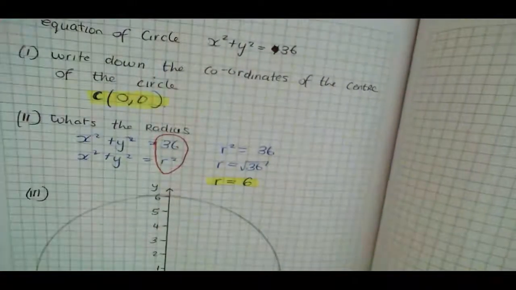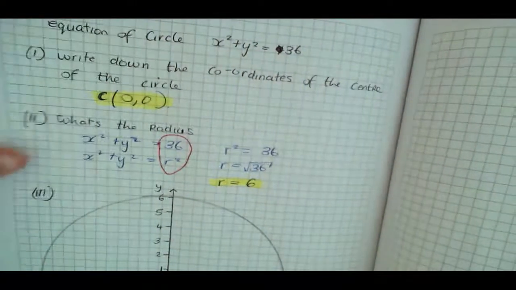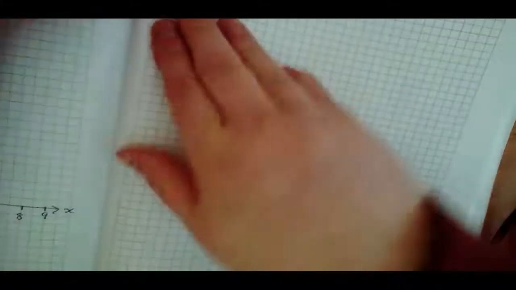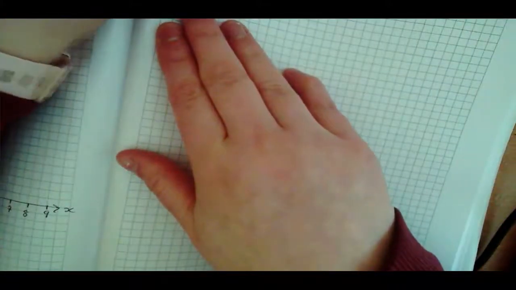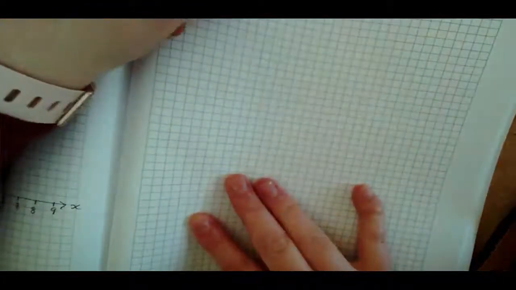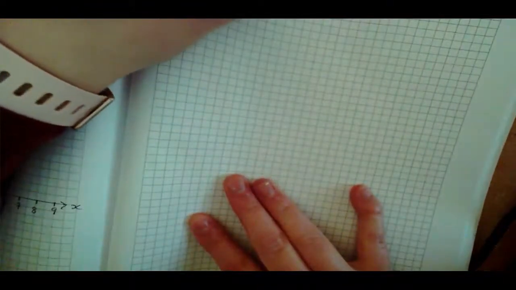So part 4 then asks us, using the formula C is equal to 2 pi r, find the length of the circle. Give your answer correct to 2 decimal places. I'll just write out the formula there. C is equal to 2 pi r and correct to 2 decimal places.